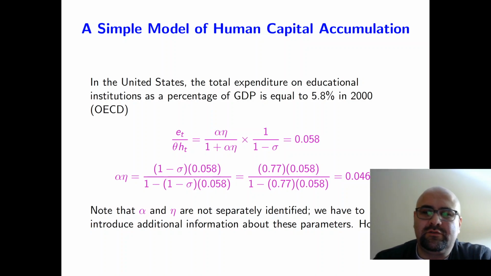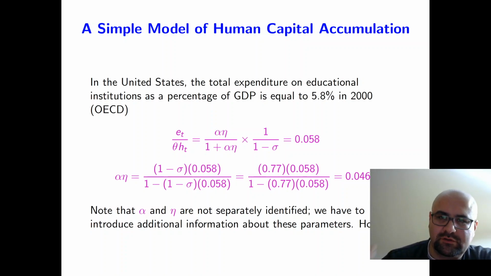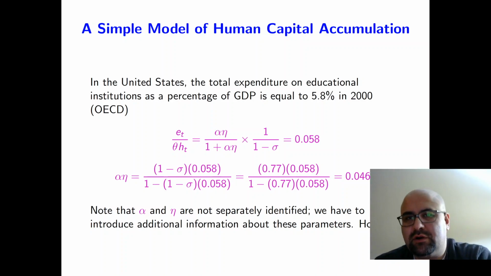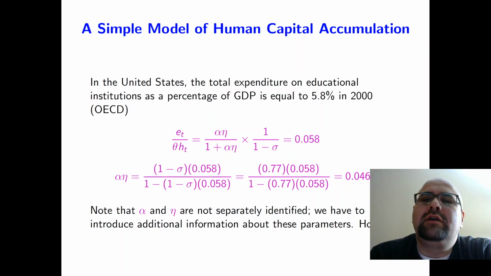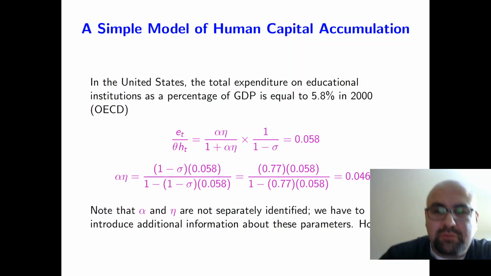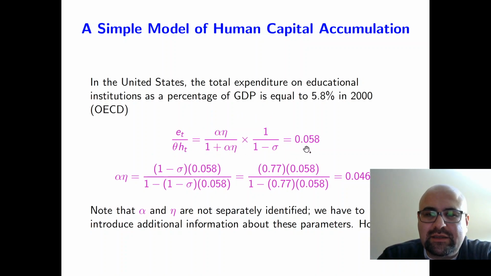So it is, of course, not very straightforward to take a model to the data, but we can do our best. So in this model, one simple strategy is to take the total educational expenditures as a share of GDP, and that particular ratio is 5.8%. So in the model, it is ET divided by theta HT, right? Because theta HT is GDP and ET is the total education expenditure in the economy, right? So that ratio in the model equals to that. All right, so that's coming from, again, the optimal education expenditure. And in the data, it's equal to that.